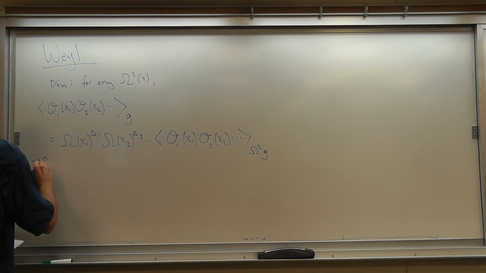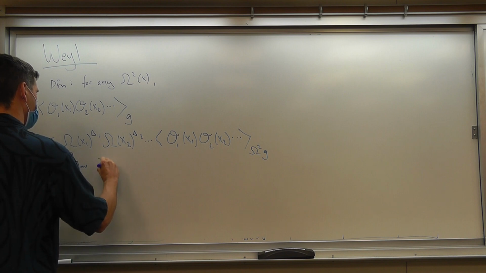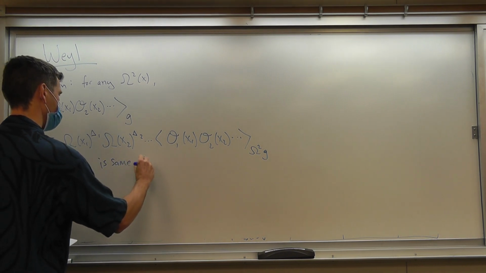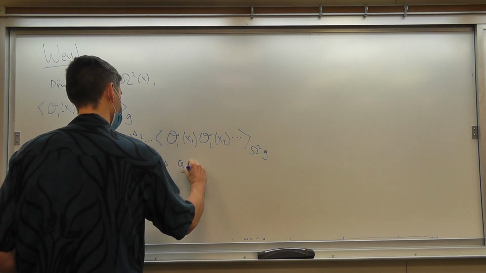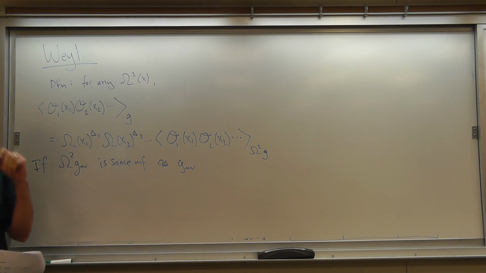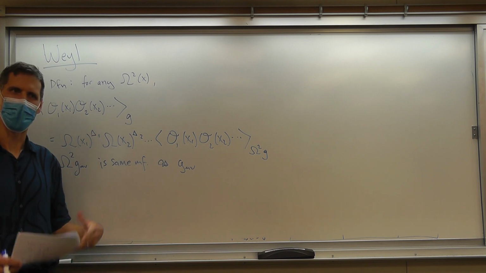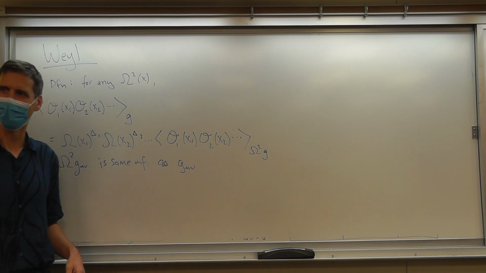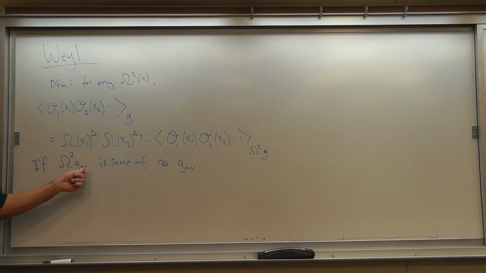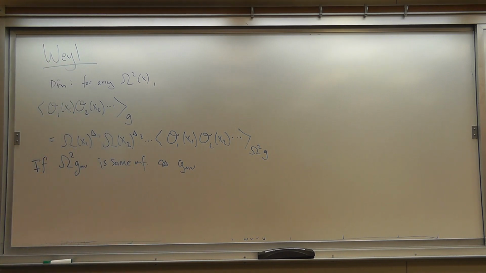Now, if omega squared G mu nu is the same manifold as G mu nu, first of all, what do I mean by that? Well, I purposely didn't use a technical definition because I just mean the obvious thing, okay? I just mean, like, if this is a metric on RD and this is also a metric on RD, then that's what I mean.